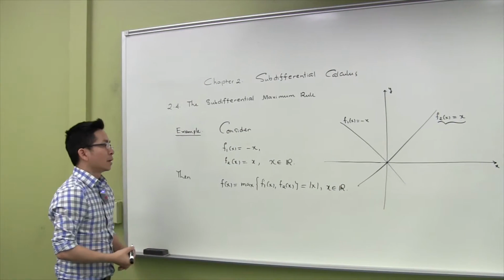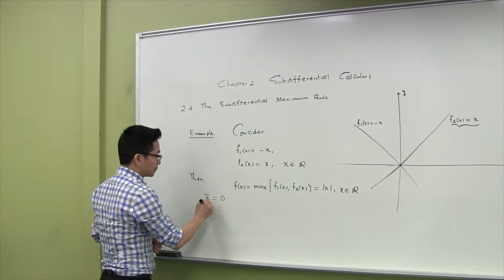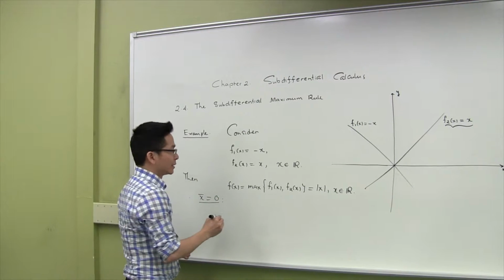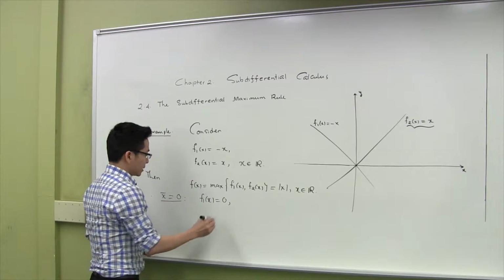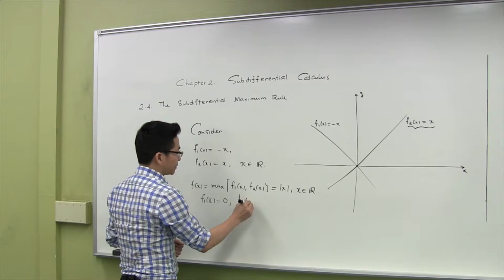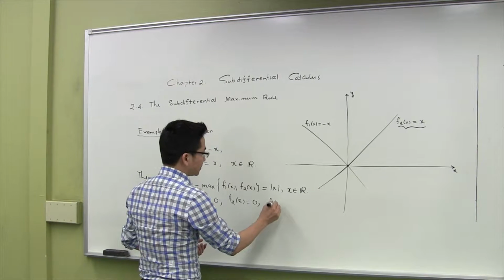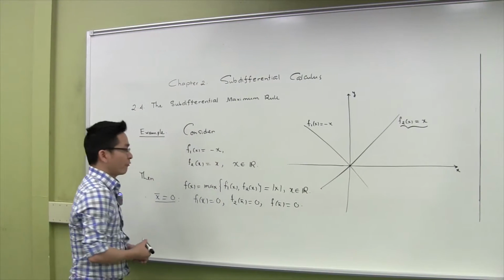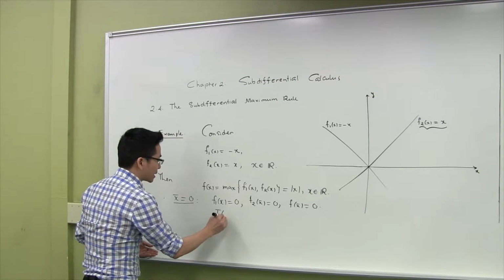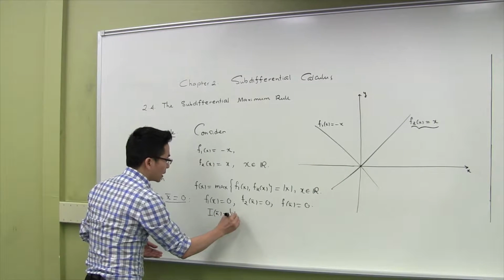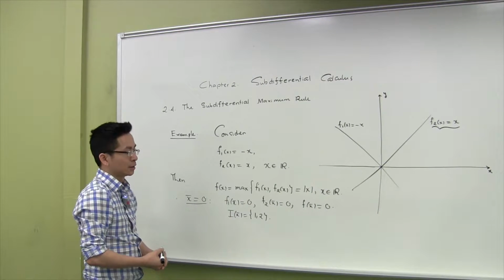Now, at first we're going to look at the point x bar equals 0. In this situation, we can easily see that f1 of x bar is equal to 0 and f2 of x bar is also 0. Therefore, f of x bar is 0 as well. From the definition of the active index set at x bar, we see that I of x bar equals {1, 2}, because the maximum is attained at both of the functions.